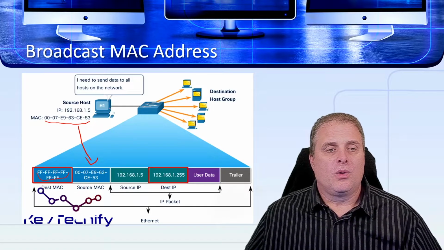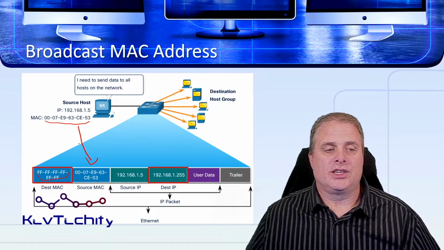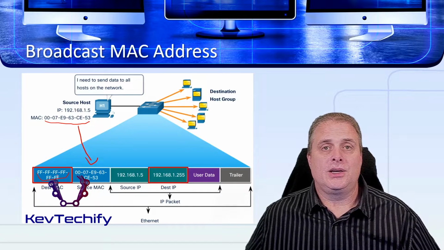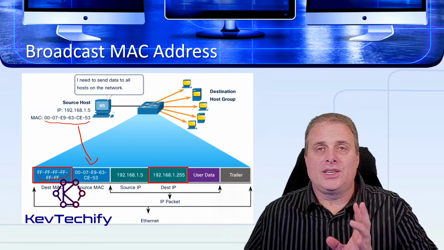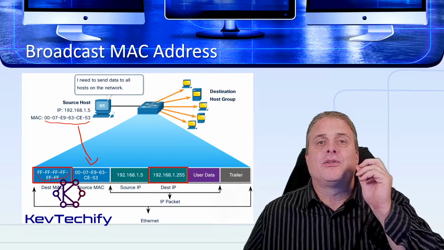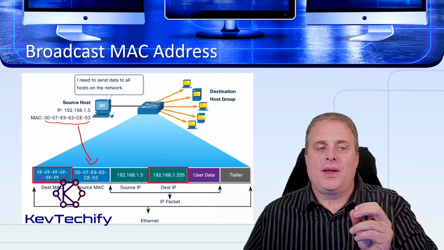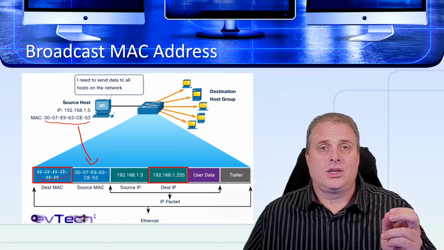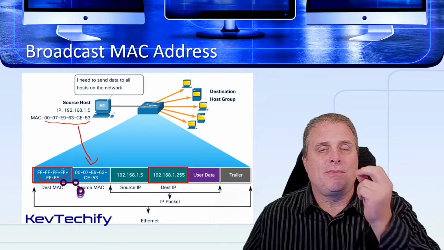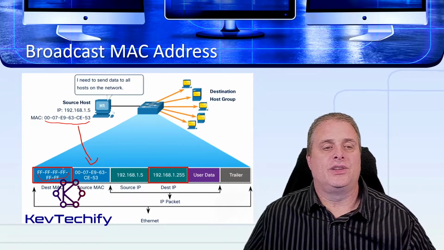When we send it, the switch looks at the destination. The destination MAC address is a special one. It's all ones. At that point in time, the switch will take that frame with a destination MAC address of all Fs and forward it out all the ports on that device except for the port it received it on.